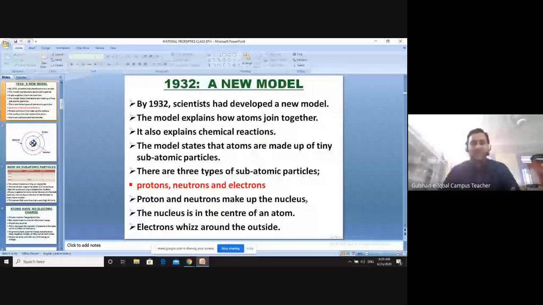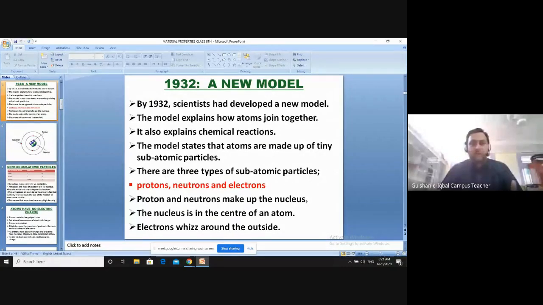And this model explains to us that an atom is made up of subatomic particles, and those subatomic particles are protons, neutrons, and electrons. This model also explains how chemical reactions take place. This model also explains that there is a nucleus present in the center of the atom, and all the mass of the atom is present in its nucleus. It also predicts that electrons revolve around the nucleus.